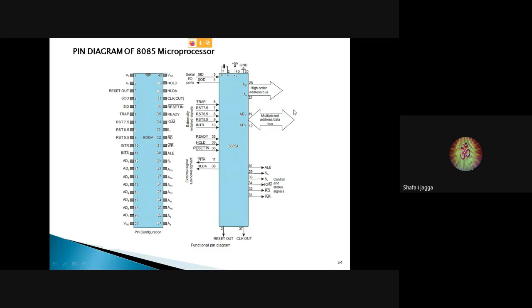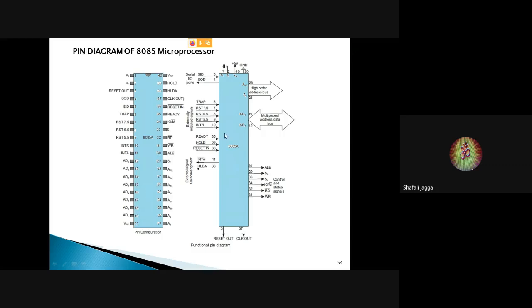Then we talk about timing and control signals. There are 6 signals: address latch enable signal, S1, S0 signal, IOM bar, read bar, write bar. Here also these signals have been shown. This is S0, ALE, write bar, read bar, S1 and IOM bar signal.